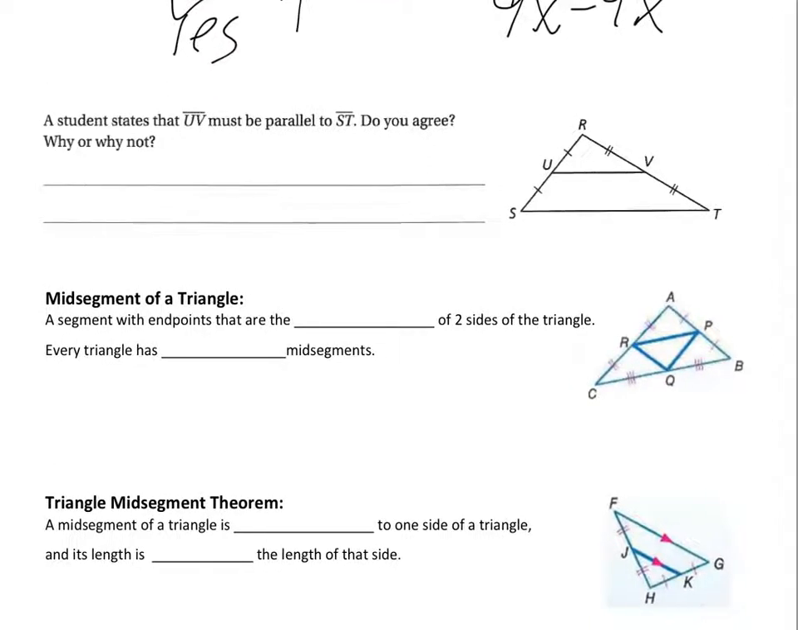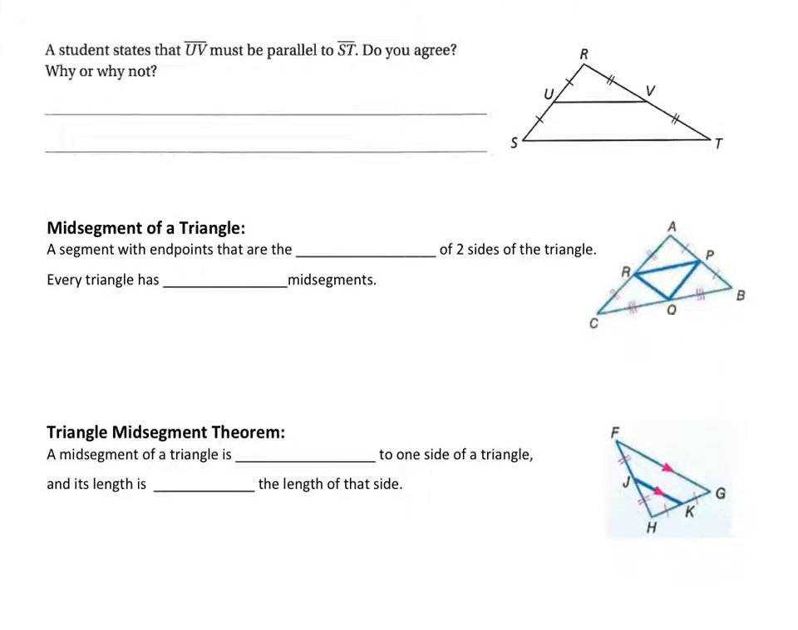Okay, now a student says that UV must be parallel to ST. Do you agree or not? In this picture right here. Well, let's see. We have congruent sides here. If they're congruent, if this is x, this has to also be x, doesn't it? Likewise, on this other side, if this is y, this has to be y. So if we wrote those as a ratio, we would say x over x, because that's how we would do this, is equal to y over y. Basically, that simplifies to 1 equals 1. Are they equal to each other? Yes, therefore, those lines must be parallel.